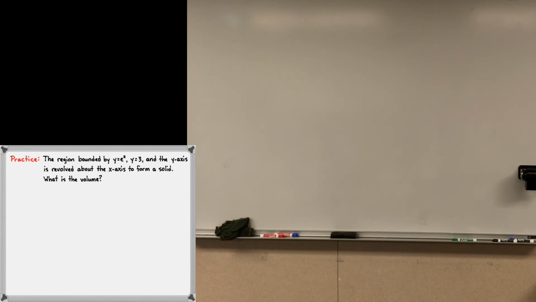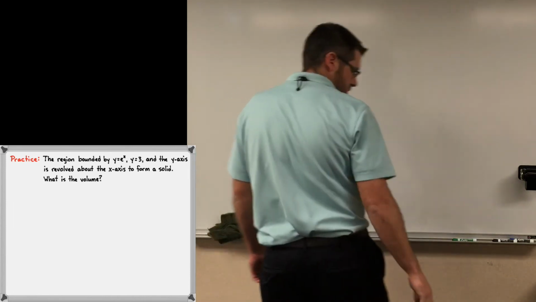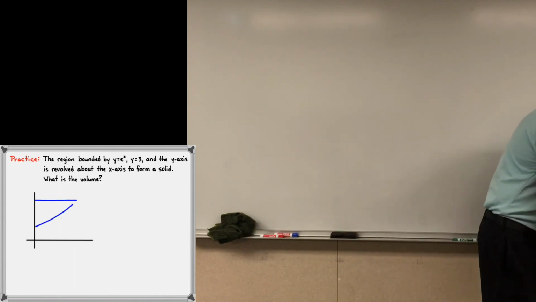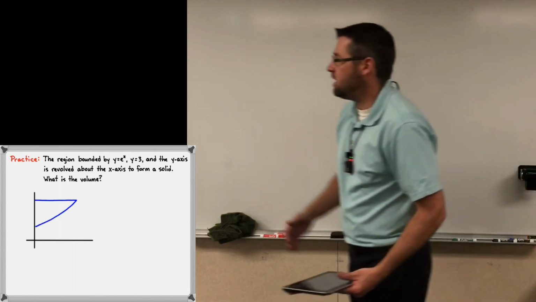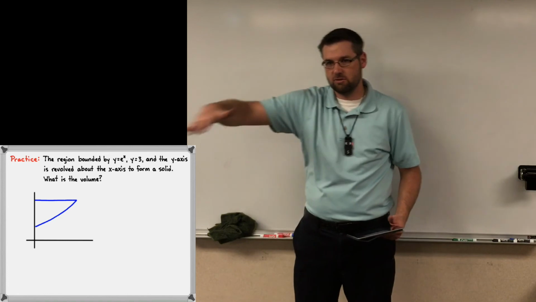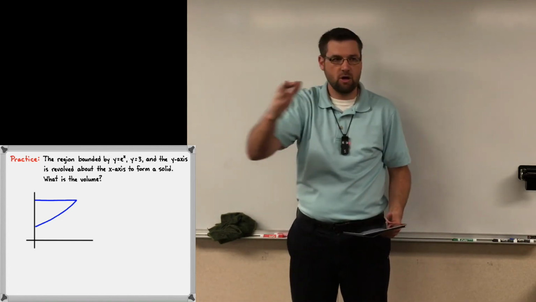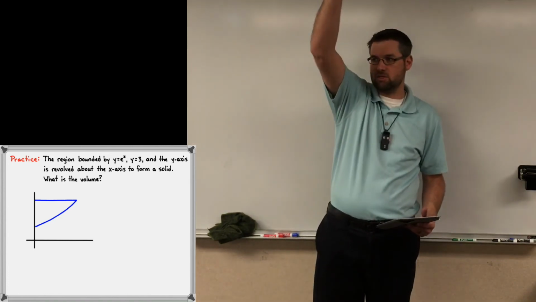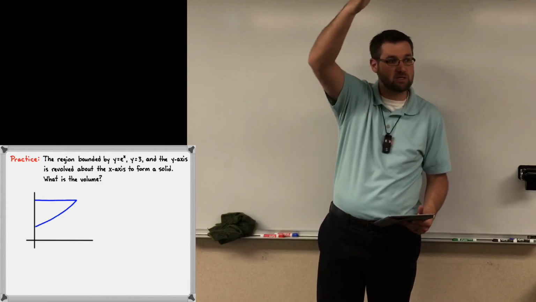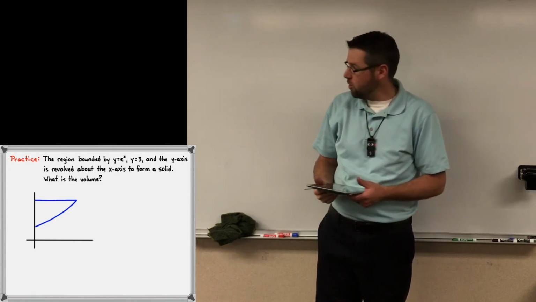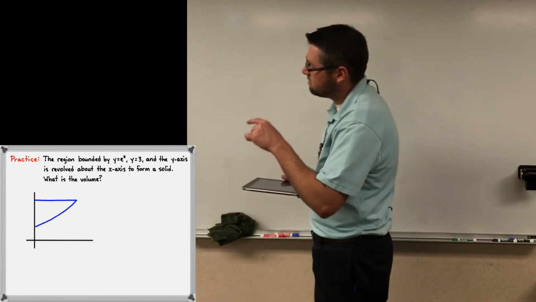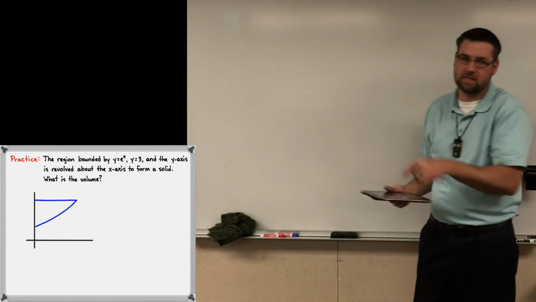So the region bounded by y equals e to the x, y equals 3, and the y-axis, so that's your region, and you're revolving about the x-axis. So you should have gotten, that is your curve, right? E to the x is exponential, right? The more you go over, the quicker it steepens out, the quicker it increases, okay? So we're looking for that object being revolved around the x-axis.